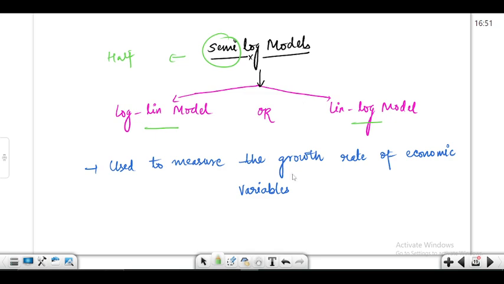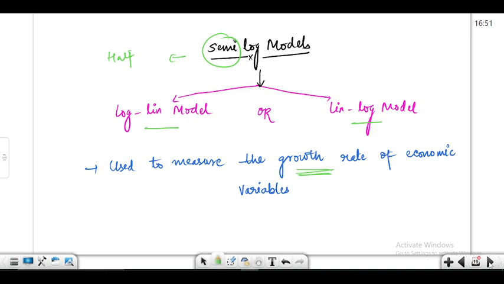Okay. So what is the use of this model? Why do we use it? So basically, it is used to measure the growth rate of economic variables. Okay, so we'll see how this model is used and why this is important for us.